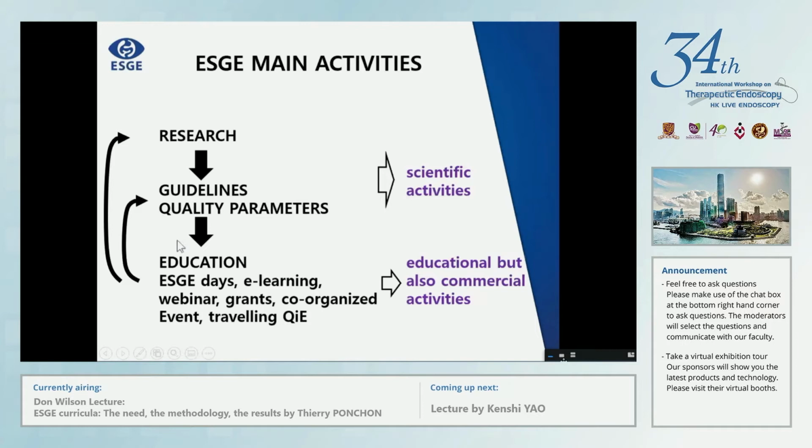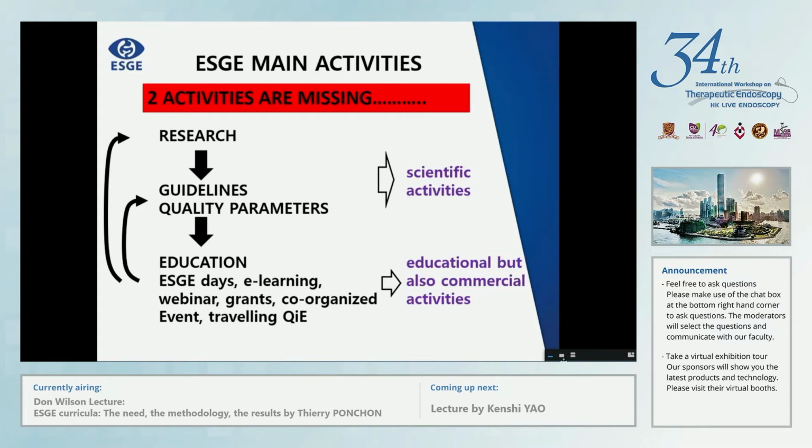And I want to separate these two types of activities: research, guidelines, quality parameters. They are really scientific activities, and they cannot be directly sponsored by industry. They should be conducted totally independently. So they are scientific and not commercial. On the opposite, education is, of course, in principle an educational activity, but at the same time, it can also be considered a commercial activity. And they help to support guidelines production and research activities. So this is a cycle.